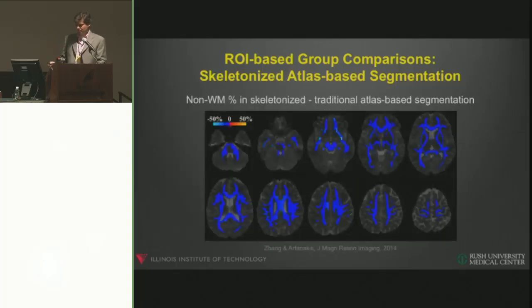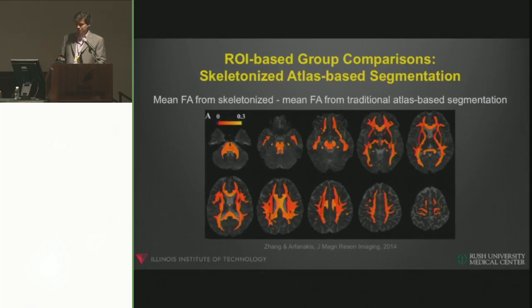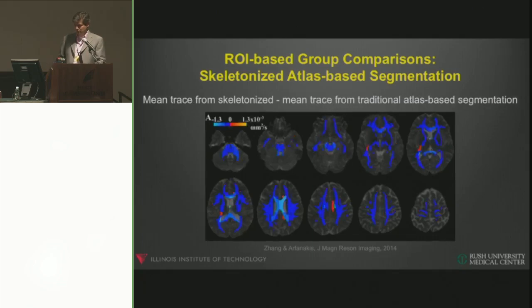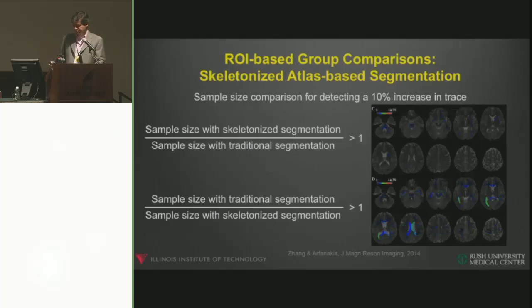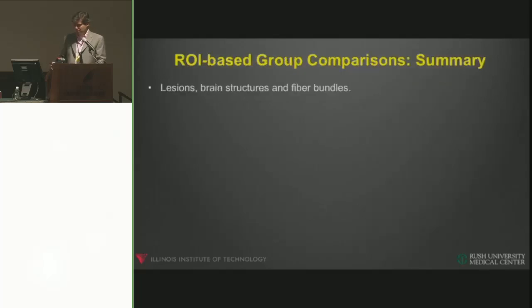We've shown that the partial volume effects are substantially reduced if you use skeletonized compared to traditional atlas-based segmentation. The FA of the segmented regions is always higher in skeletonized versus traditional atlas-based segmentation. The trace values are always lower in skeletonized compared to traditional atlas-based segmentation, especially around the ventricles. And also the sample size is substantially improved when you use skeletonized over traditional segmentation. So I'll move on in the interest of time.